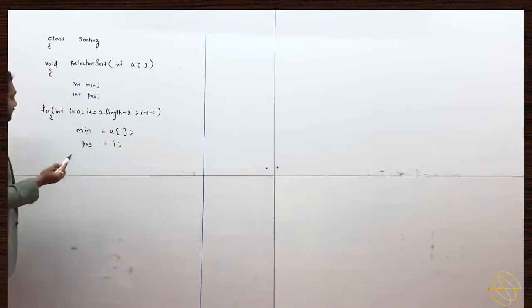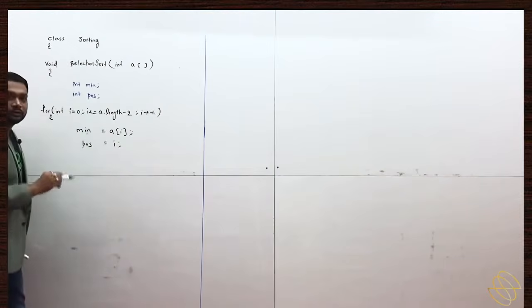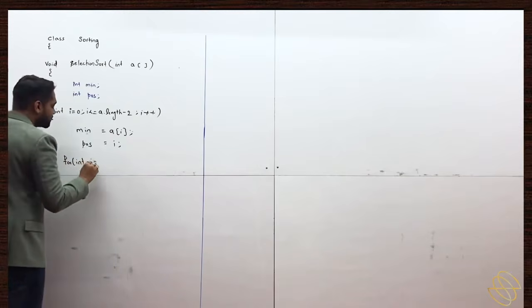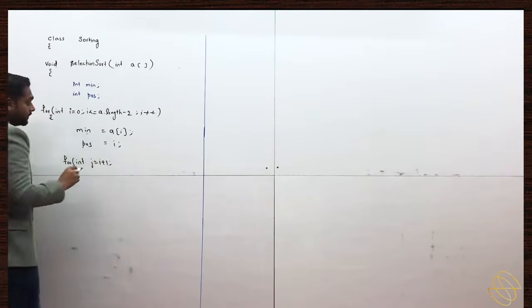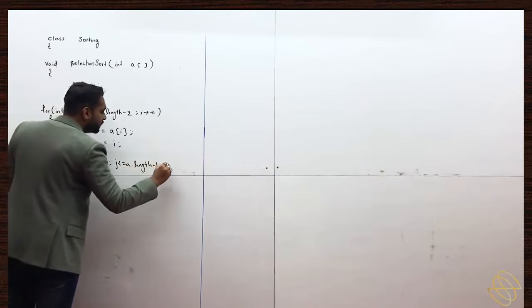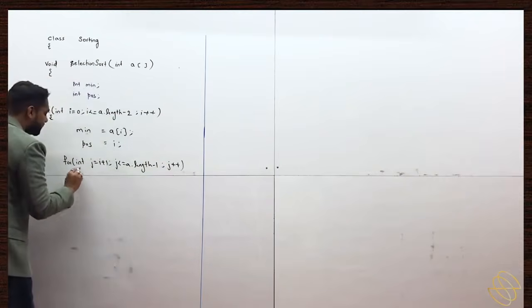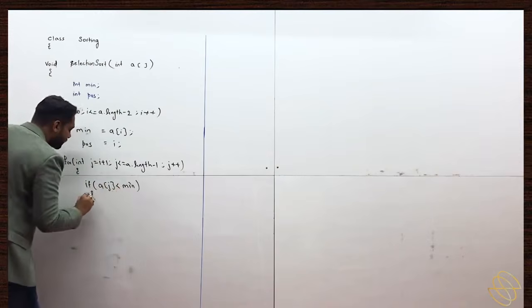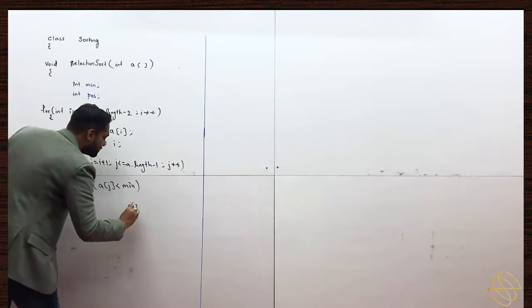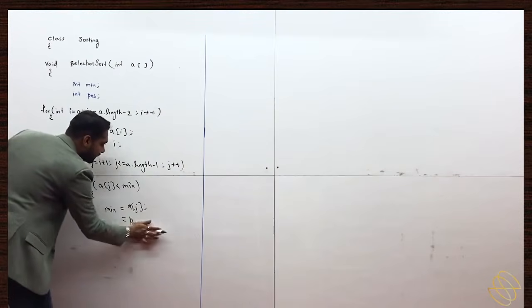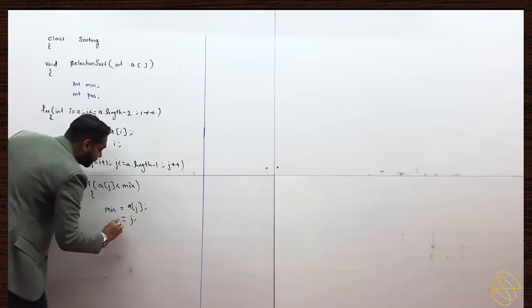Will the program stop there? Certainly not. The real minimum you have to find. For that, we will appoint one servant called j, one step ahead of i. We will make j go until array.length minus 1, j++. Every time we are checking if this array[j] is less than minimum. If it is less than minimum, whatever is there in array[j], I am giving it to minimum. Its position, which is present in j, I am giving it to pos.